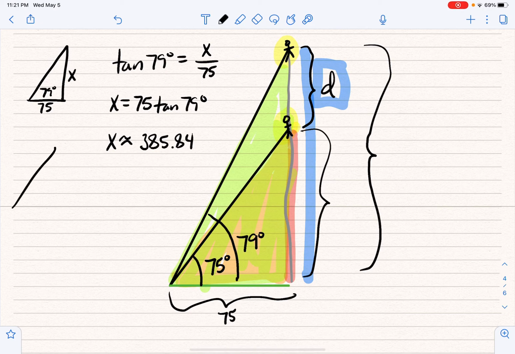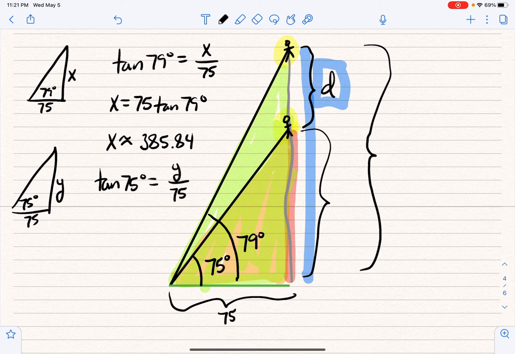And so I say, okay, again, let's draw a little right triangle. Say this is 75 degrees, 75 at the bottom, and we'll call this y. Well, I know that the tangent of 75 degrees is equal to opposite, y, over adjacent, 75. Multiply both sides by 75, and I know I have a 75 degree angle and a 75 foot side, and that might be a little bit confusing, but we can get over that. So I say 75 times the tangent of 75. Hit enter, and I get 279.9.